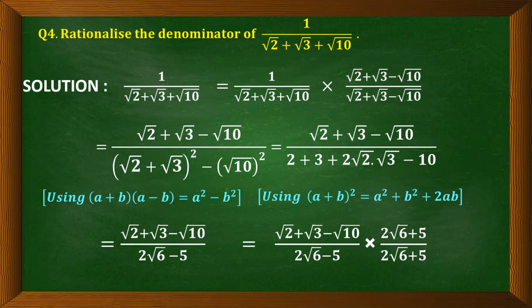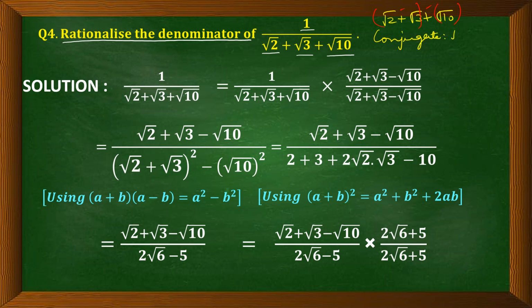Now question 4 is also similar to question 3. Here also we need to rationalize the denominator of 1 upon root 2 plus root 3 plus root 10. Now such expressions we have already learned how to find their rationalizing factor, because we have to rationalize the denominator. So since it is joined by two mathematical operations, plus and plus, we need to group them and then find its conjugate. So its conjugate will be the same terms with the opposite sign.